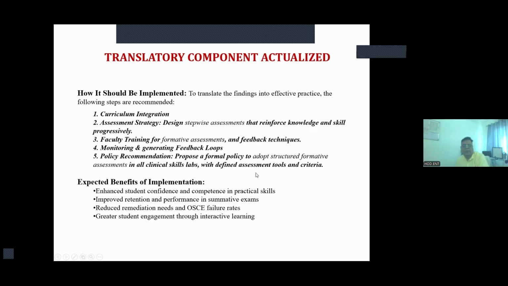How it should be implemented: to translate the findings into effective practice, the following steps are recommended. Curriculum integration: assessment strategies are to be defined. Faculty training for formative assessment is more important than for summative. Monitoring and generating feedback loops. Policy recommendation: proposal of a formal policy to adopt structured formative assessment in all clinical skill labs.